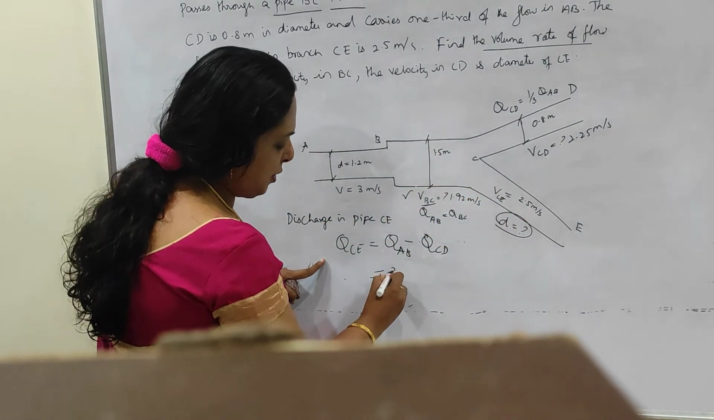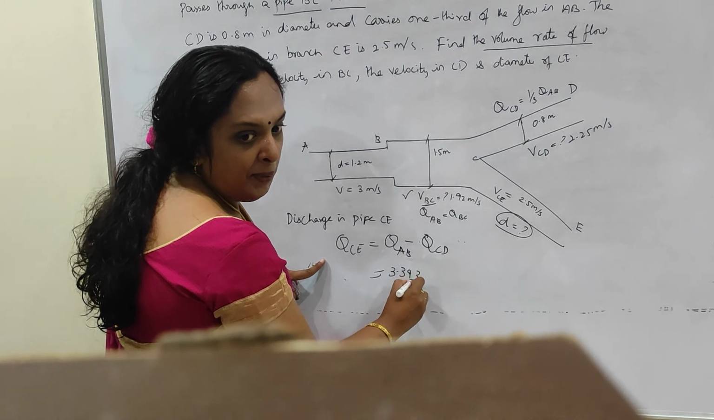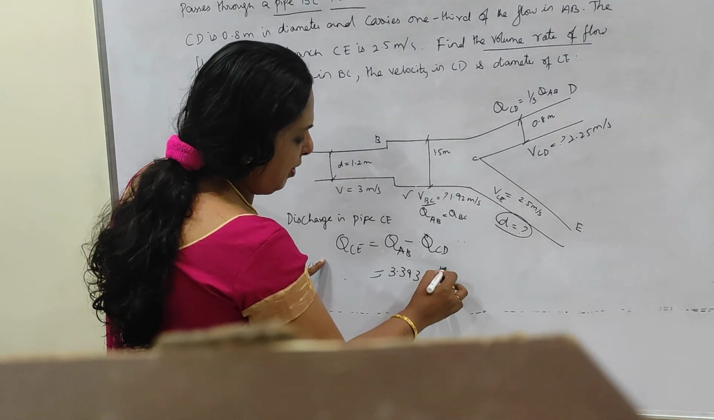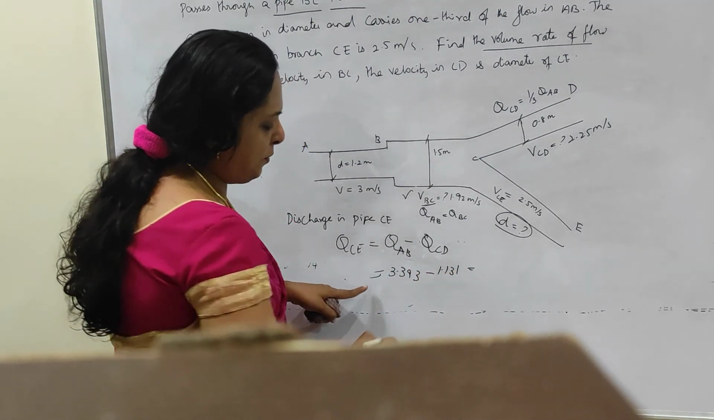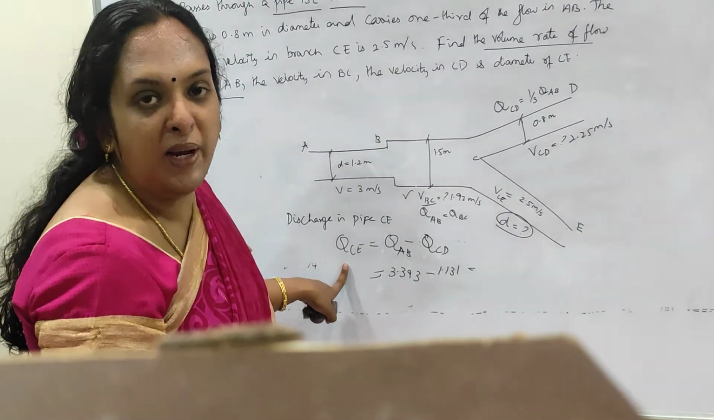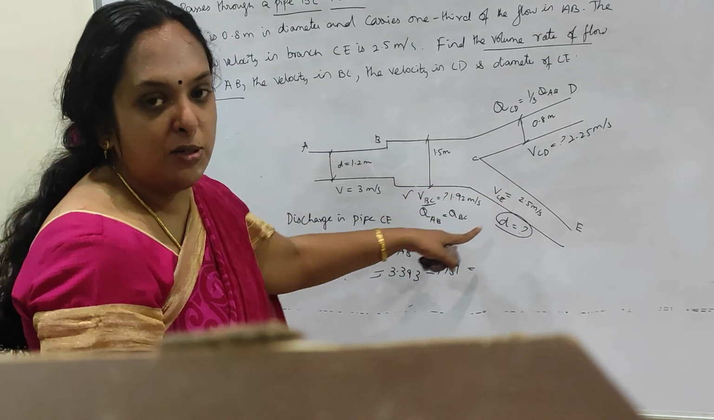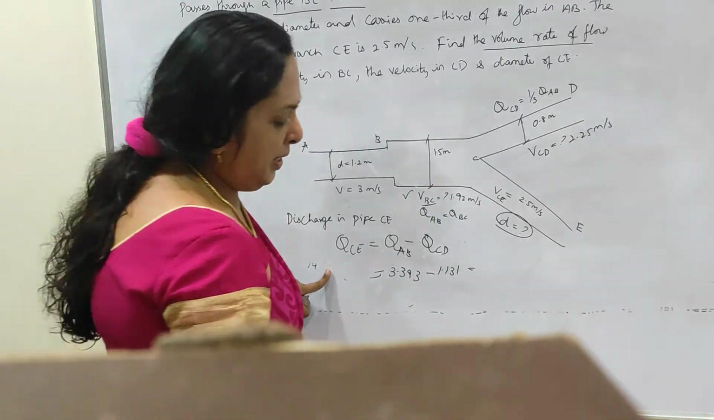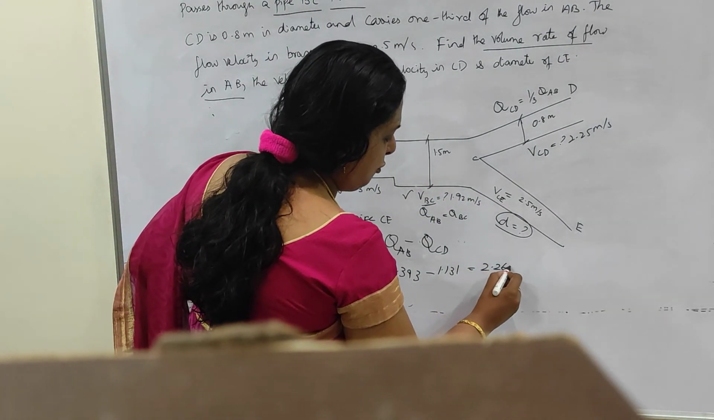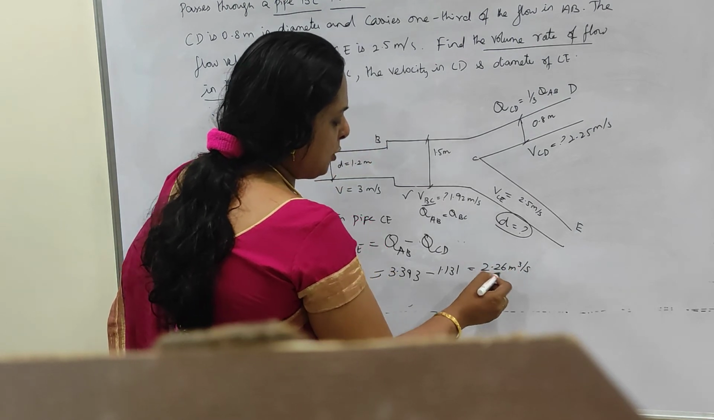So QAB is how much? 3.393, and QCD is how much? 1.131. So when I substitute this, I will get the value of my QCE, the discharge in the pipe CE. So it is 2.262 meter cube per second. So I know the discharge.